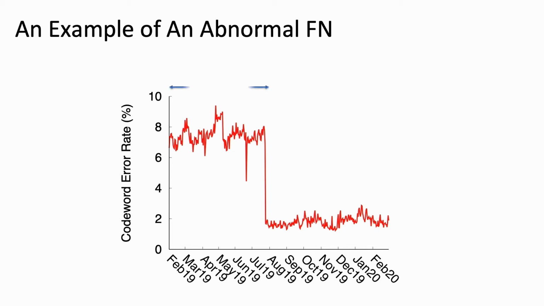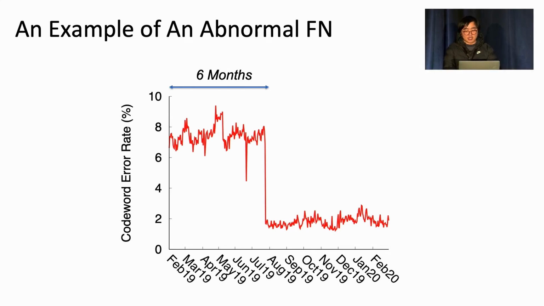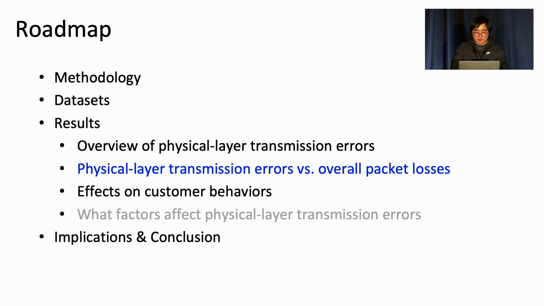From the first 6 months of this figure, the average codeword error rate of this FN is around 7%. And for the following 7 months, although the average codeword error rate decreased, it is still around 2%, which supported our previous conclusion that wired networks can suffer high physical layer packet loss. Next, we will estimate how many packet losses are caused by physical layer transmission errors.